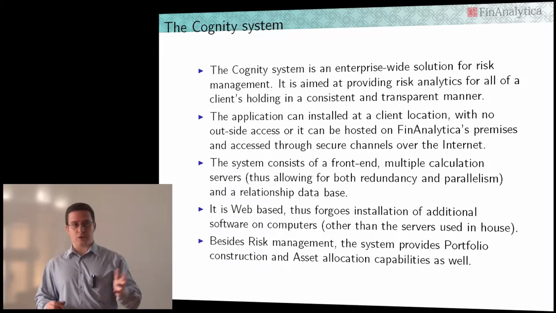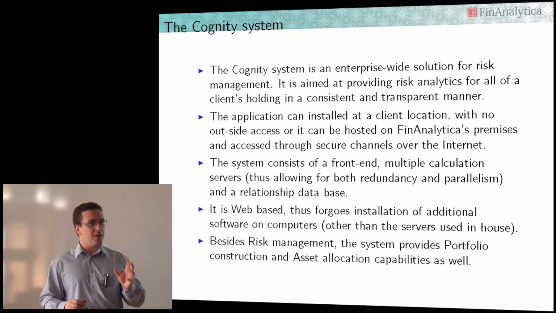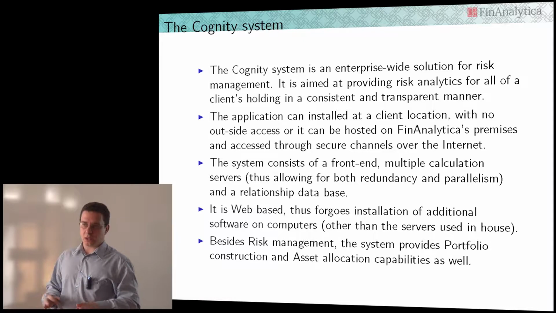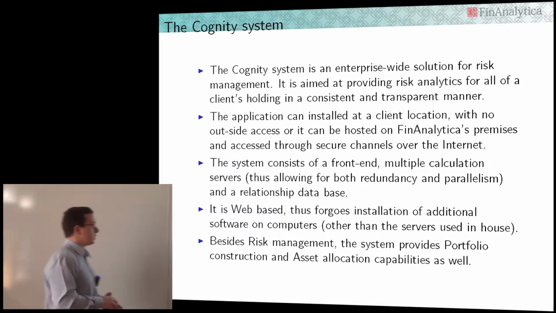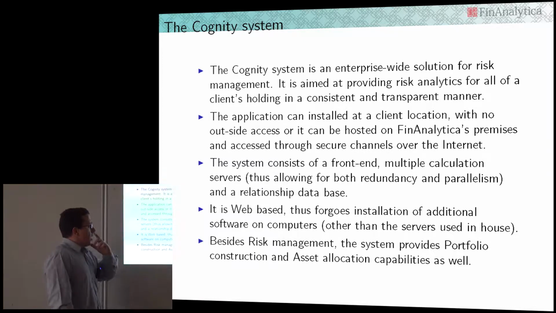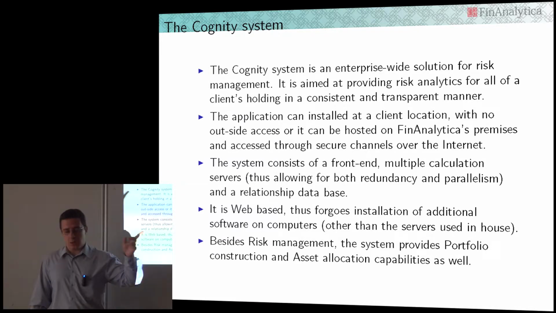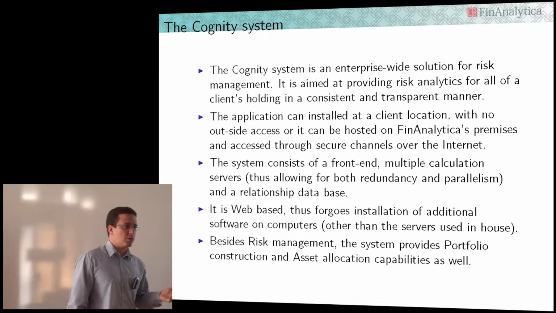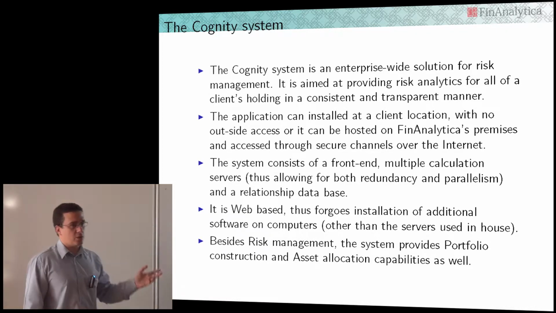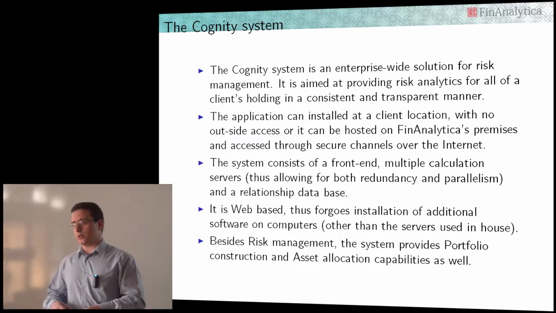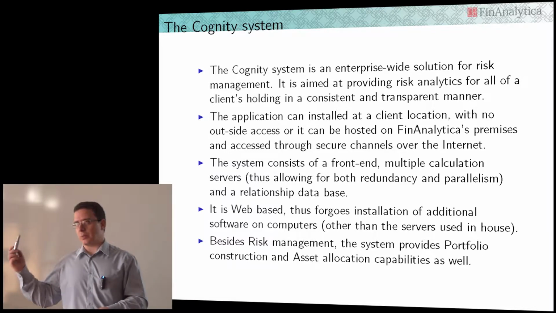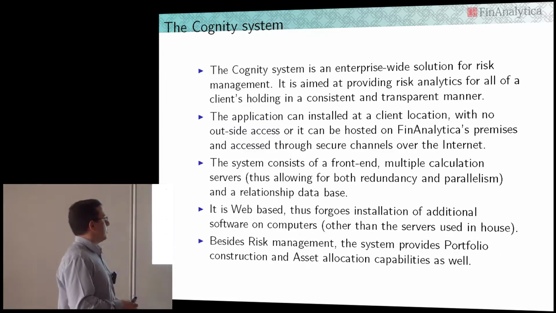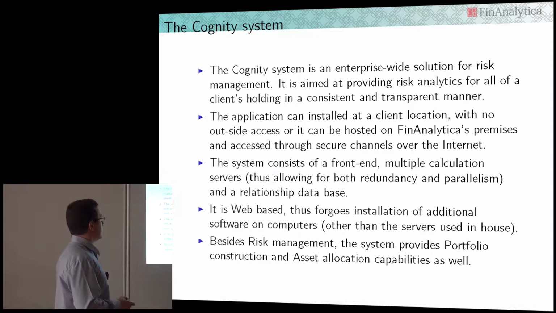Now, in the actual application, we can install it in a client's premises, which is especially important for large banks because they kind of want to keep their data to themselves. So they don't want to share it anywhere, and they would like to have it on their own servers in terms of security. But we also can host it in our own server farms, and the way clients usually access it is through secure channels over the web. So we use HTTPS for the import of data, FTPS, and all the secure protocols for that.